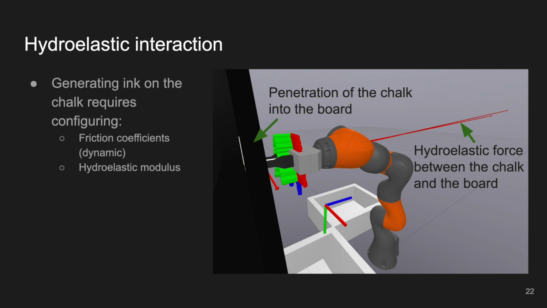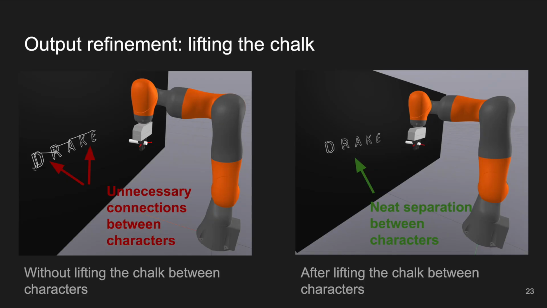These properties are set for the board and for the chalk. We also set the hydroelastic modulus to ensure enough contact, and we also adjust the penetration just enough to produce ink on the board but not break the chalk. This can be seen in the figure on the right.